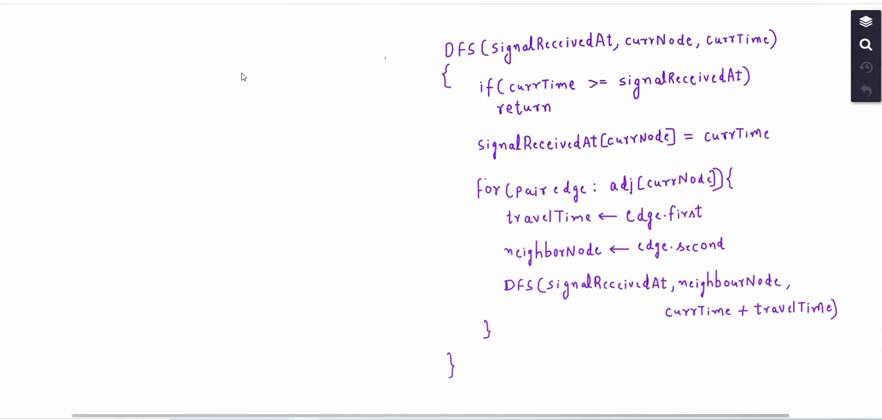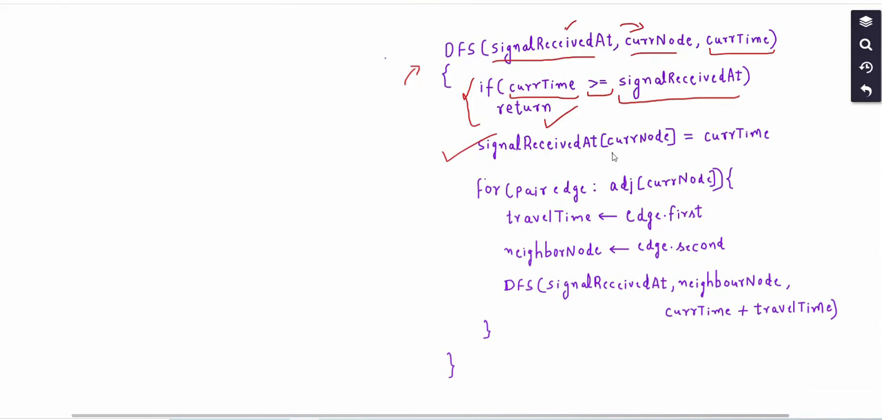So here's the DFS function which we called in the previous function, which takes in the signal received array, the current node where we are standing, so initially it is the source node K, and the current time, so initially it is 0 for the source node. So this is the base condition which I am checking. If the current time which I have for this current node is greater than the time which we already have in this signals array for that particular node, then that means it is of no use to update the time for that node. Therefore, I will return directly from here.